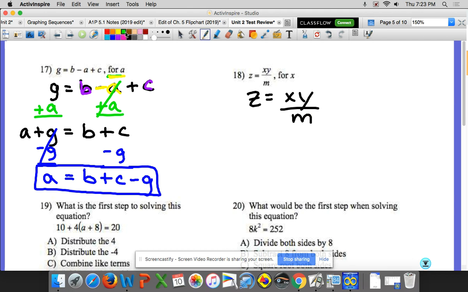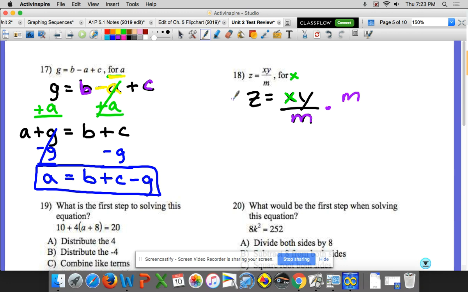And for this one, we're solving for X. So this one's a little bit tricky, and it tends to confuse some people because X is on top. The thing that we want to get rid of first is that M. But we have to remember when it comes to fractions, it is division. And in order to get rid of division, we have to multiply. The key here is we always multiply by the denominator, in this case M.